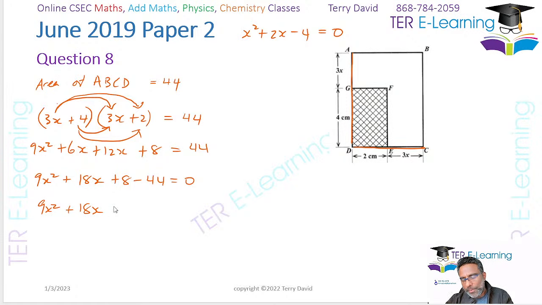8 minus 44 is minus 36. And that's equal to 0. But we're still not there yet, right? Our answer does not look like what they tell us as yet.